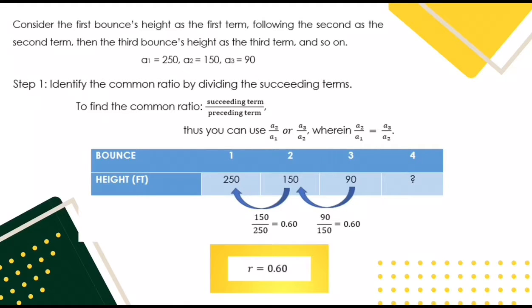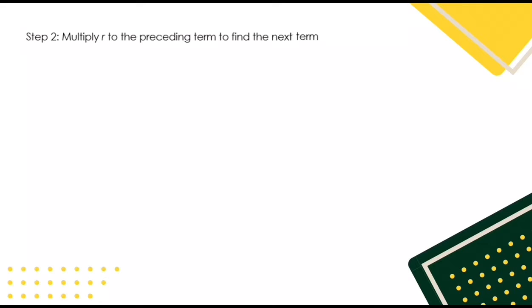Now, we can definitely find the height of the fourth bounce of the bungee jumper, and that is step 2. Multiply the common ratio, or the r, to the preceding term to find the next term, or we can use the formula in finding the next term of a geometric sequence, that is a sub n is equal to a sub n minus 1 times r.